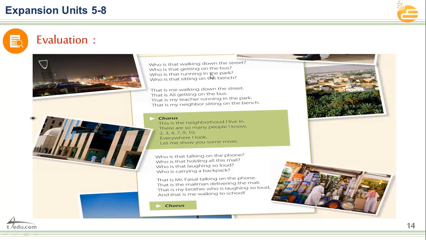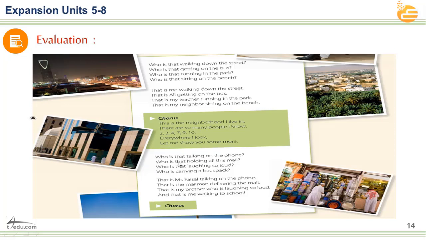Who is that running in the park? That is my teacher running in the park. Who's that sitting on the bench? That is my neighbor sitting on the bench. All of these we can find questions and answers like this. In the other part we have here to answer all of these questions.